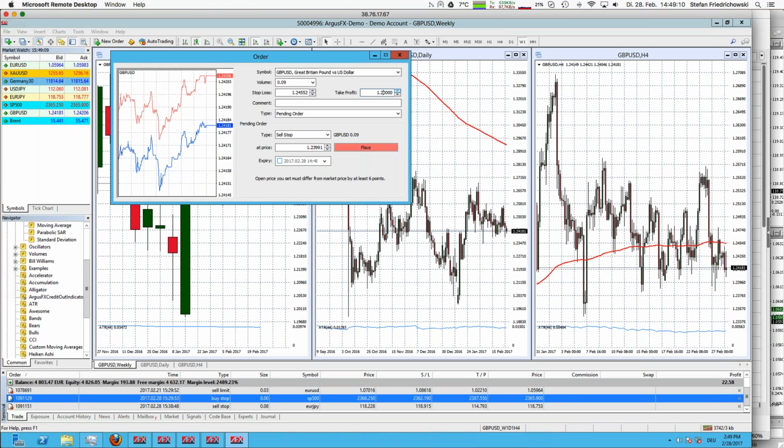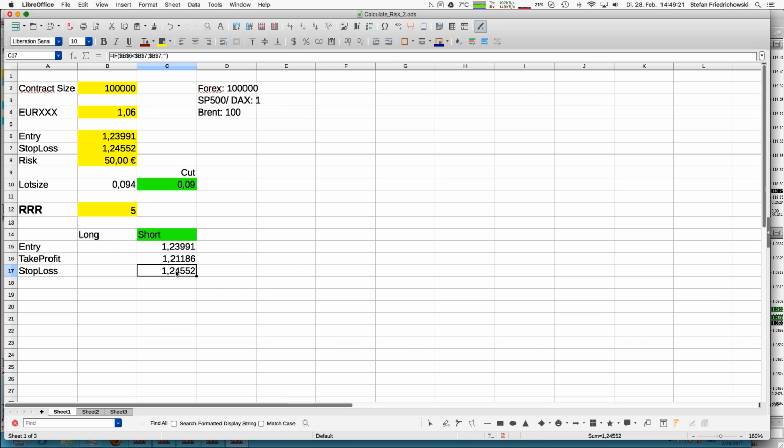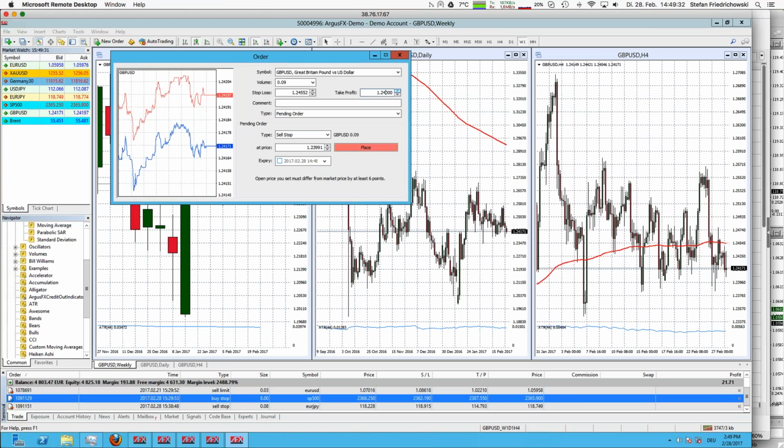1.24. No, now I got something wrong. Let's recheck here. So stop loss was correct, but take profit was not correct. Take profit is 1.21186. So I wrote down the wrong number. So it's 1.21186. So that is the take profit of that trade.